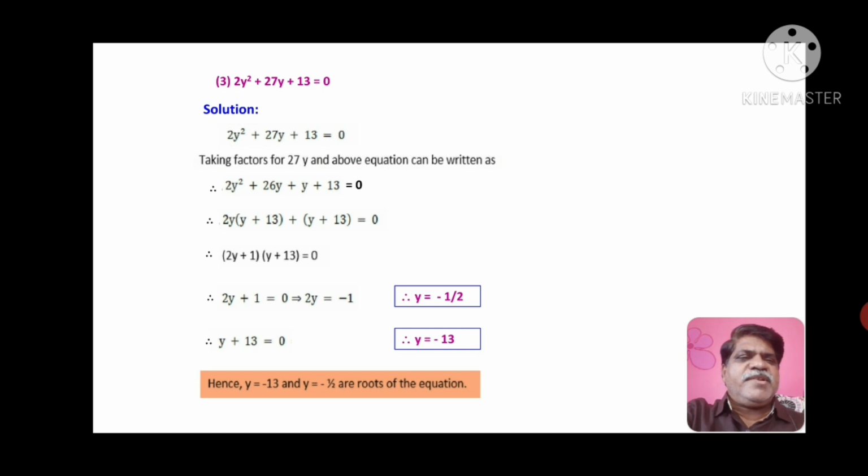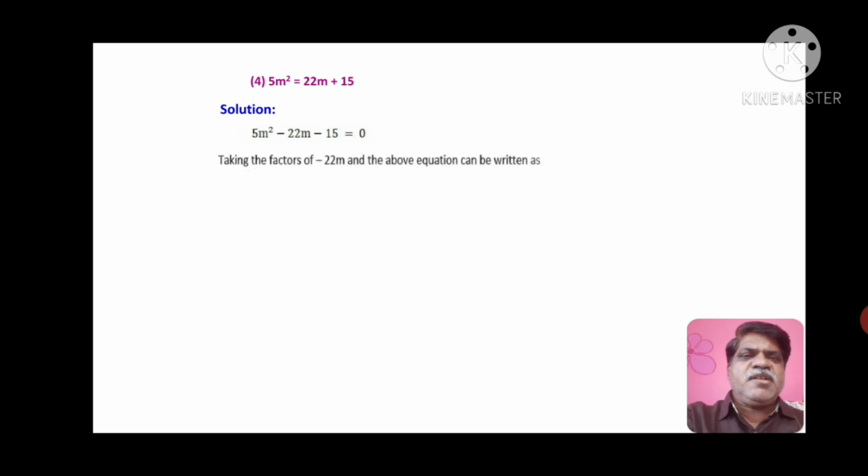Friends, now we will see the next, that is problem number 4. 5m square is equal to 22m plus 15. Solution is 5m square minus 22m minus 15 is equal to 0. 22 and 15 are brought to the left hand side. So taking the factors of this 22m, we will be getting 5m square minus 3m plus 25m minus 15 is equal to 0. Therefore m is common out from the first two terms.